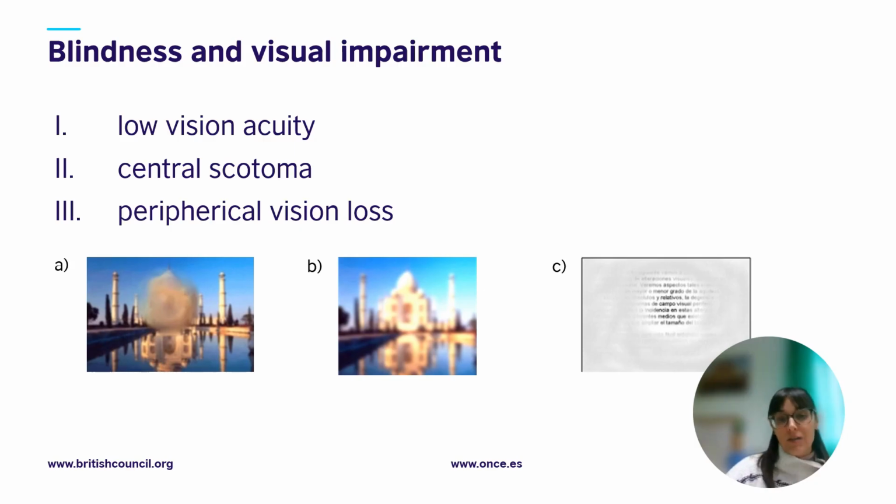And finally, in letter C, we've got peripheral vision loss, which is somehow the opposite of central scotoma because the vision loss is in the borders of the focus, we can say.